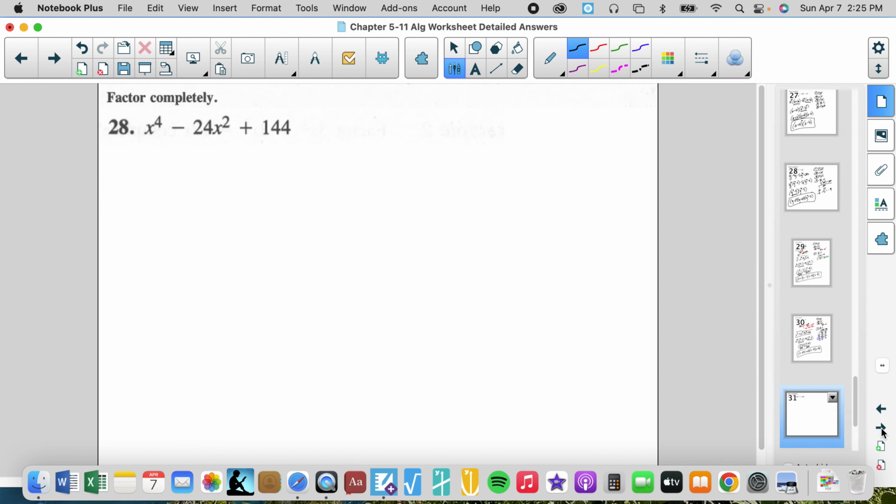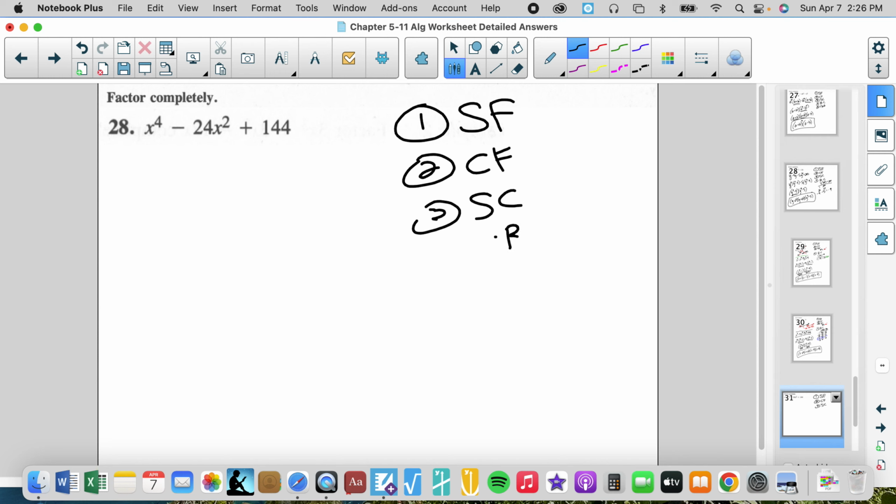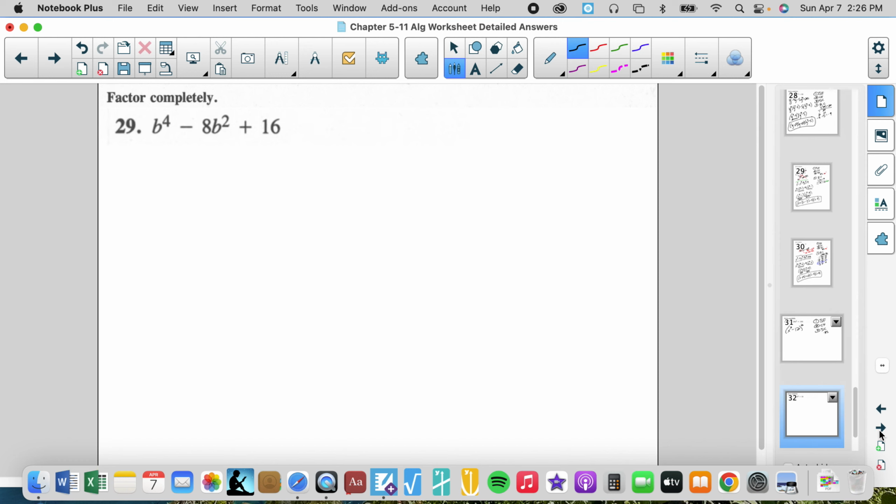All right, what are you going to throw me now? This is binomial square. Standard form, common factor, special case binomial square. I think it is. X squared minus 12 quantity squared. Yes, so we're done. Look how fast we can do that. So that is a binomial square.